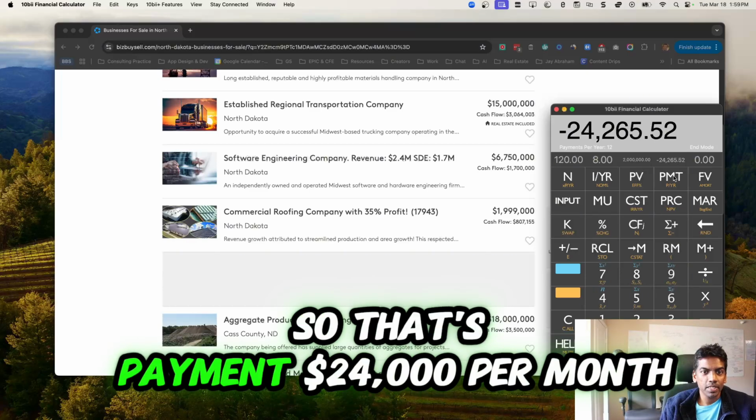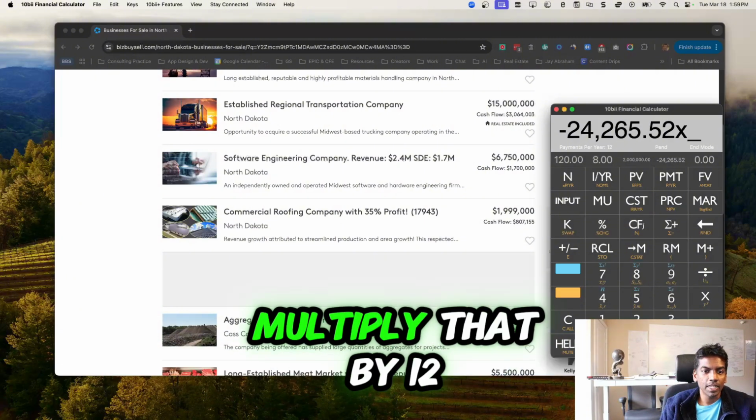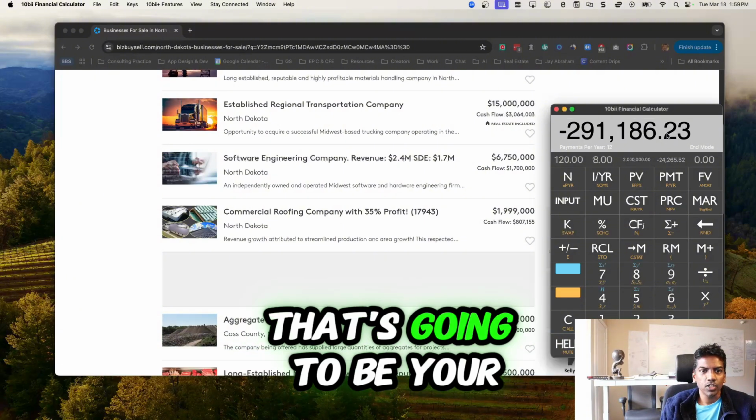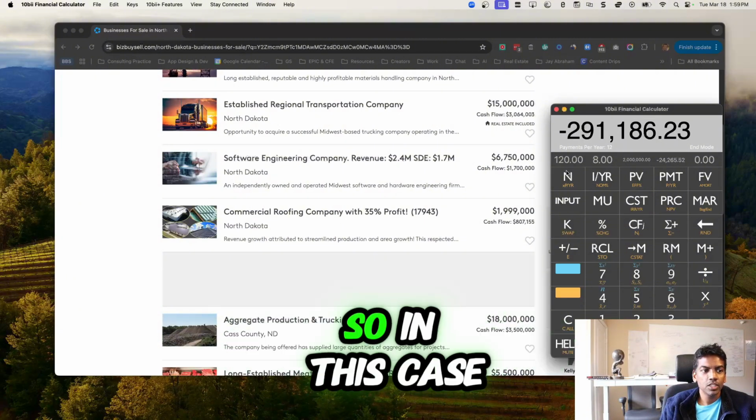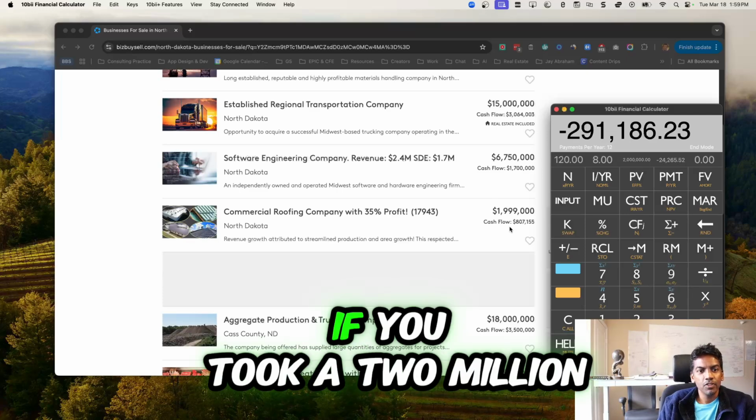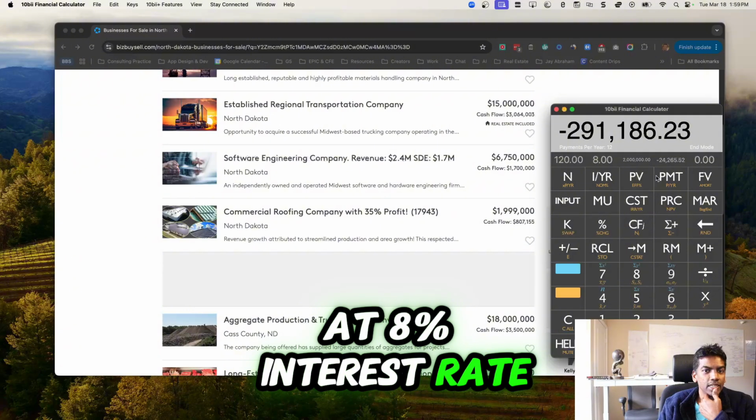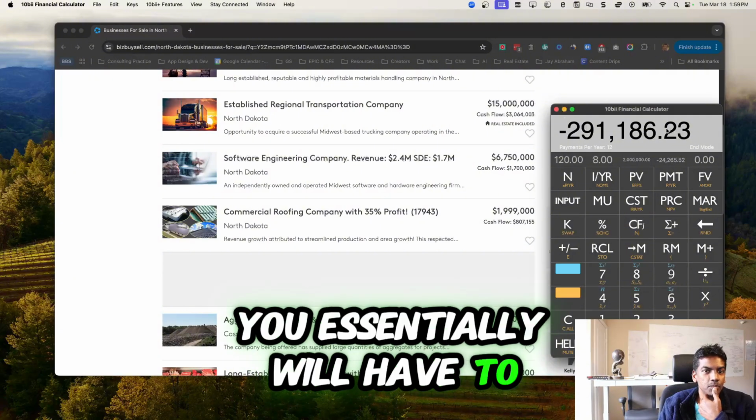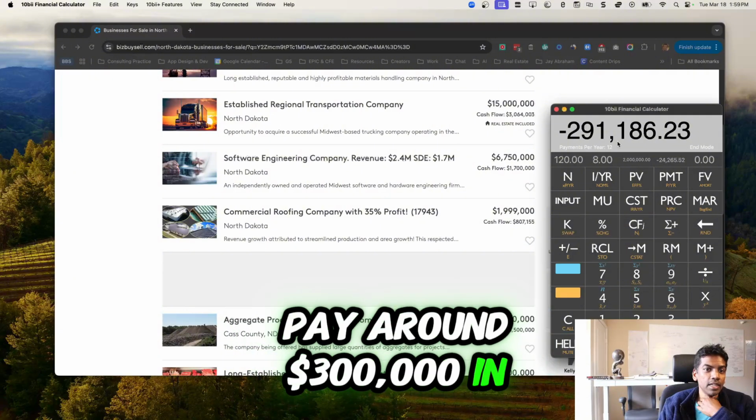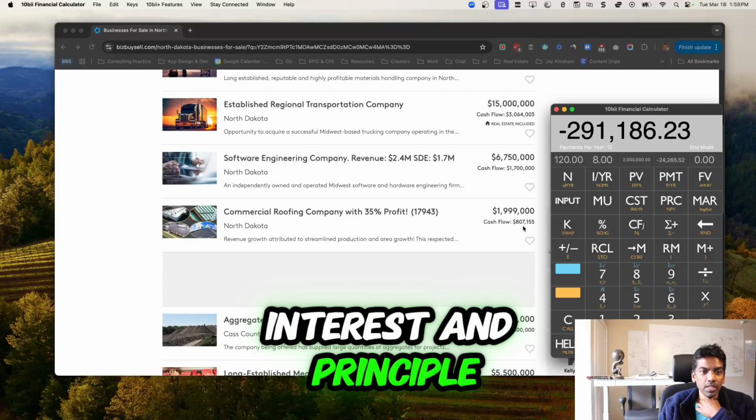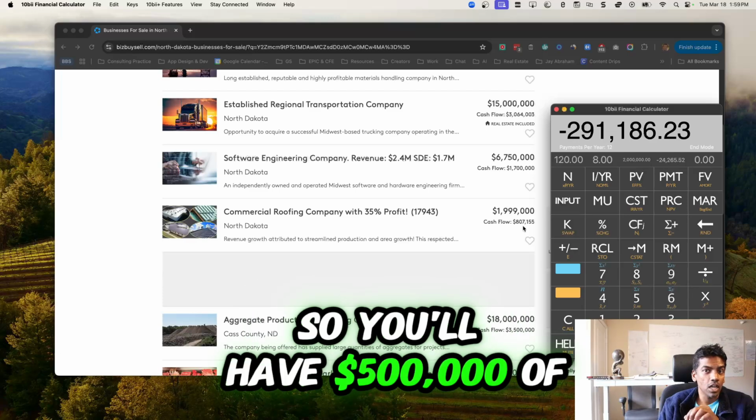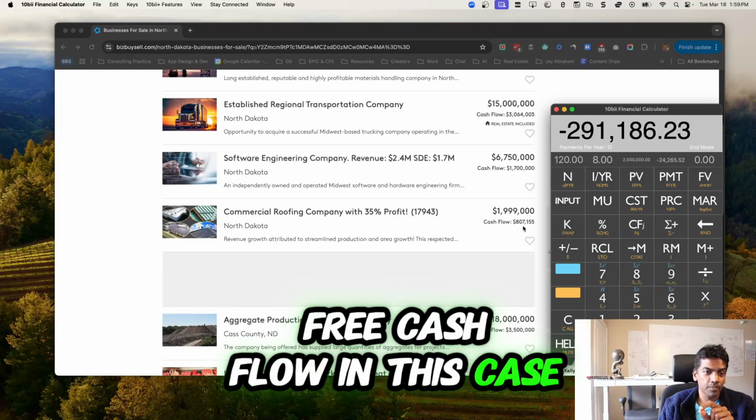So that's a payment of $24,000 per month. Now you need to multiply that by 12. That's going to be your yearly payments. So in this case, if you took a $2 million loan at an 8% interest rate, you essentially will have to pay around $300,000 in interest and principal. So you'll have $500,000 of free cash flow in this case.